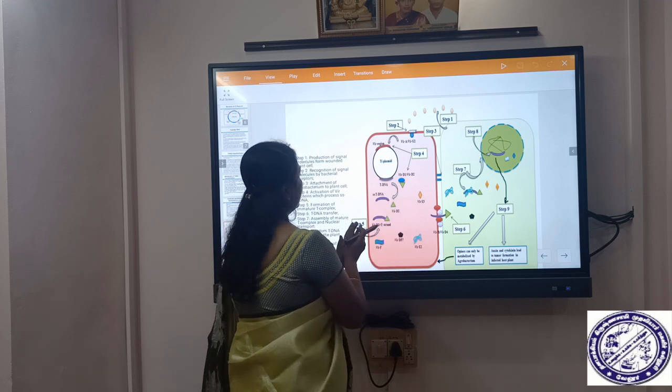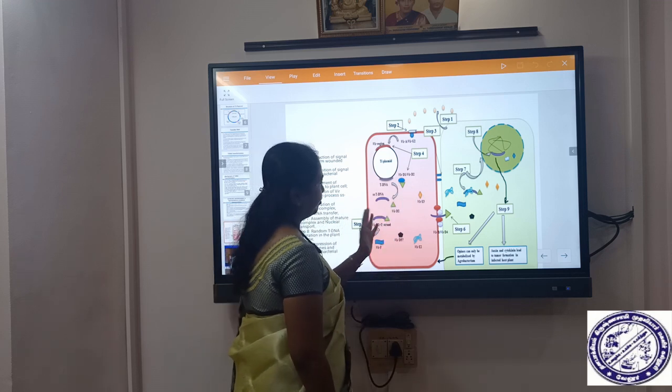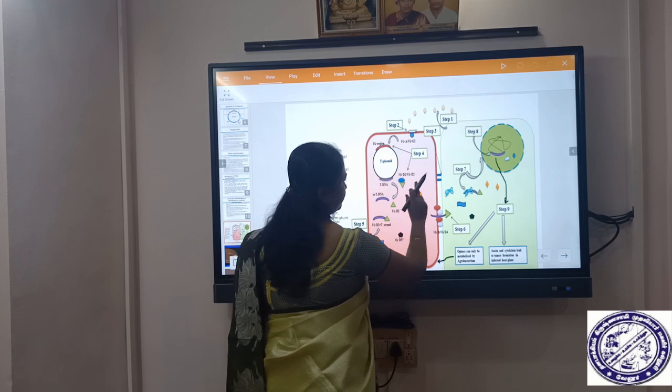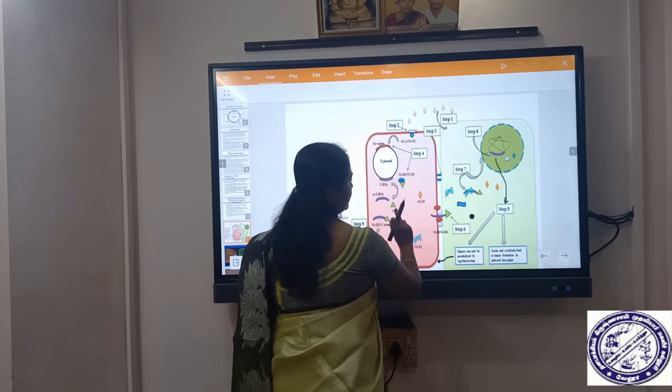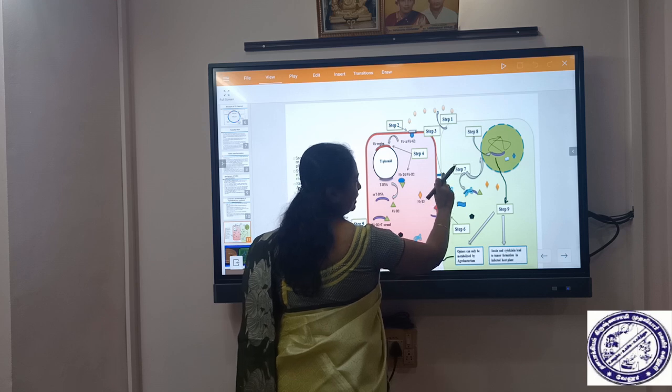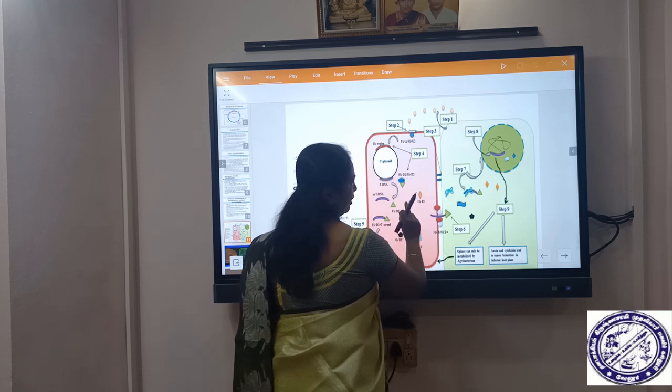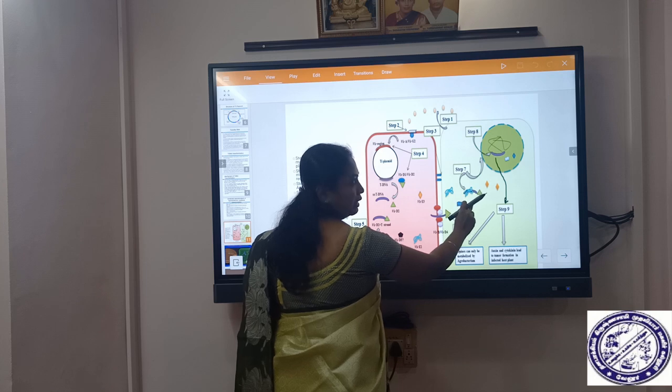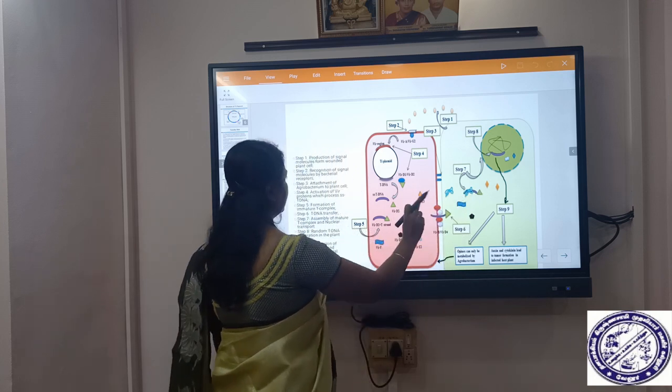Okay, the third step is attachment of agrobacterium to the plant cell. This is the agrobacterium and this is the plant cell. So you can see the attachment place here. So the agrobacterium tumefaciens is now attached to the plant cell. So this is the third step.